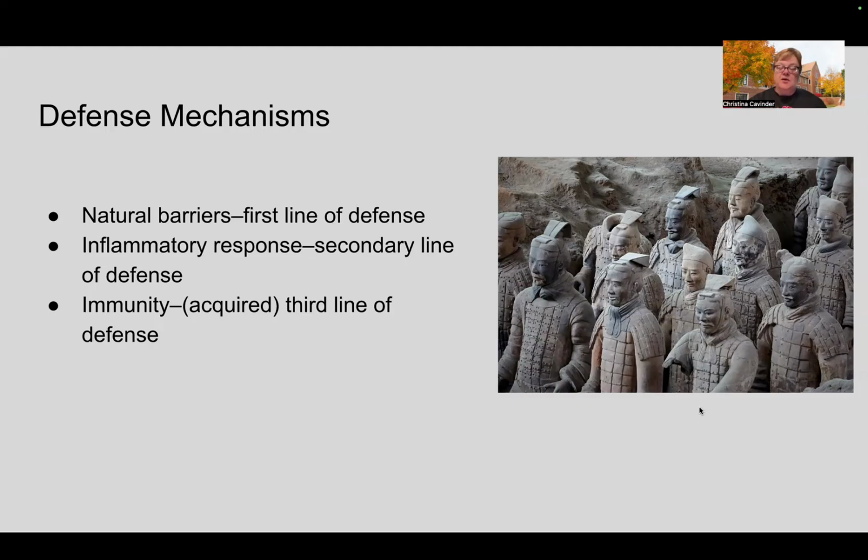There's natural barriers, which is your first line of defense. The inflammatory response, which we talked a lot about throughout the semester, that's your second line of defense. And immunity, and this can be acquired, and that is your third line of defense.